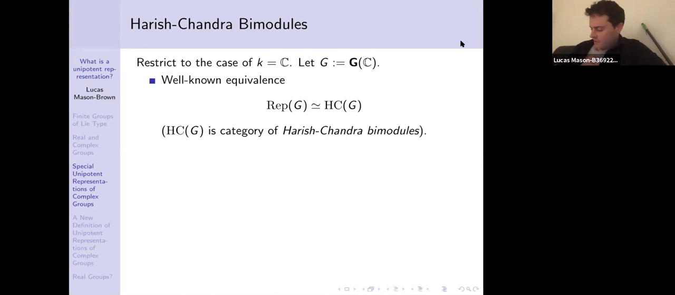So this already is a fairly remarkable equivalence. The left-hand side involves some amount of topology. These representations on the left-hand side are continuous, for example, whereas the right-hand side of this equivalence is purely algebraic. And for that reason, most of what I'm about to say is going to take place on this side of the equivalence. So when I talk about representations or unitary representations of G, I'm really talking about Harish-Chandra bimodules.